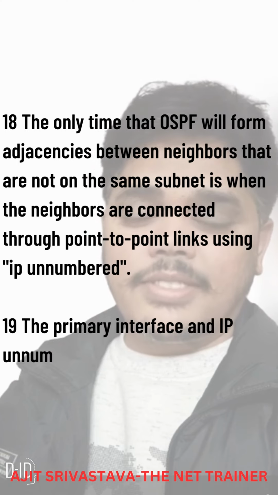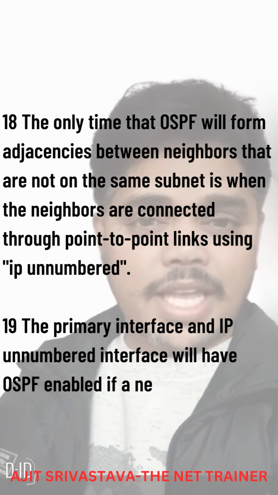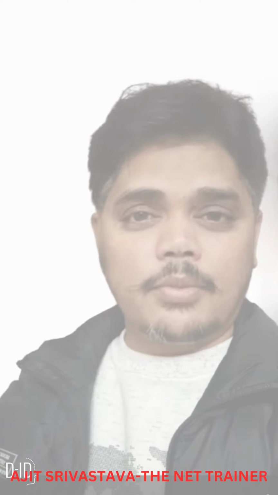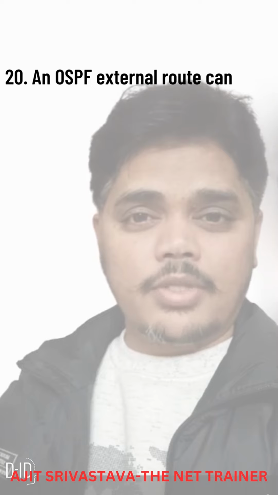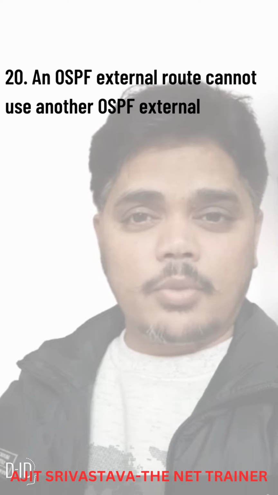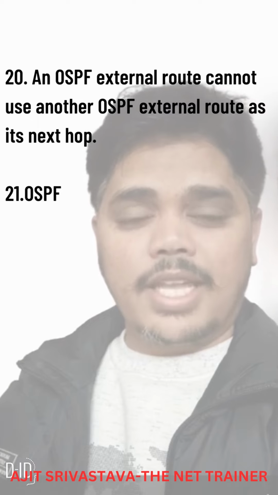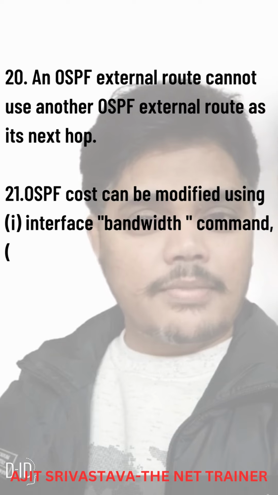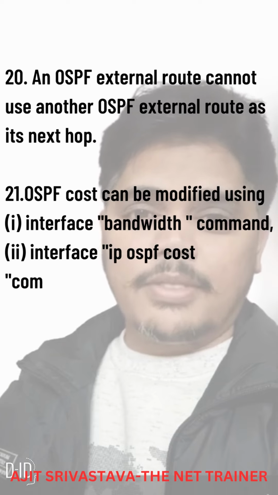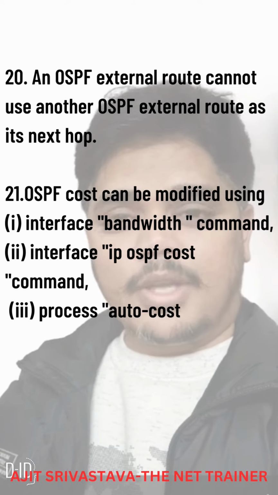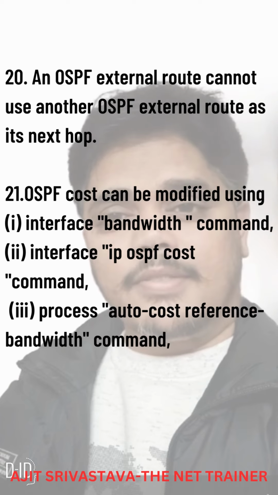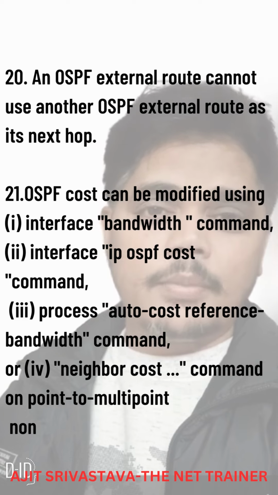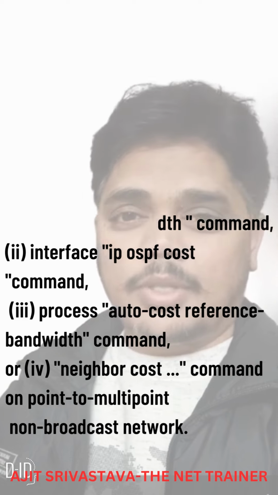19. The primary interface and IP unnumbered interface will have OSPF enabled if a network statement matches the IP address of the primary interface. 20. An OSPF external route cannot use another OSPF external route as its next hop. 21. OSPF cost can be modified using: 1. the interface bandwidth command, 2. the interface ip ospf cost command, 3. the process auto-cost reference-bandwidth command, or 4. the neighbor cost command on point-to-multipoint non-broadcast network.